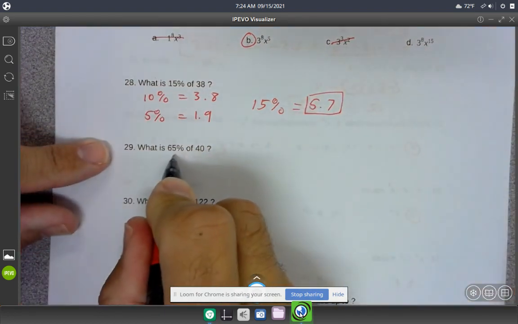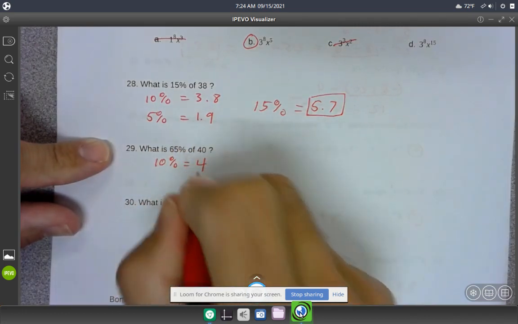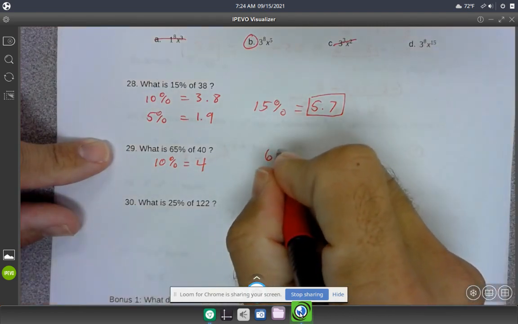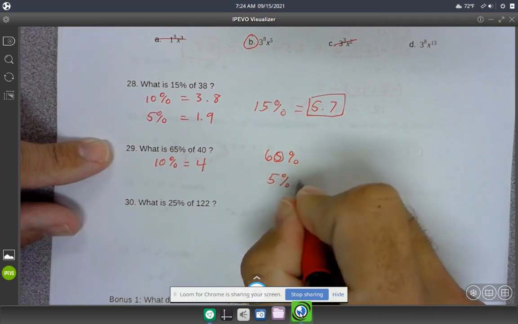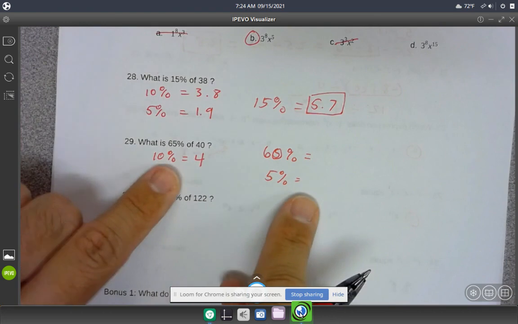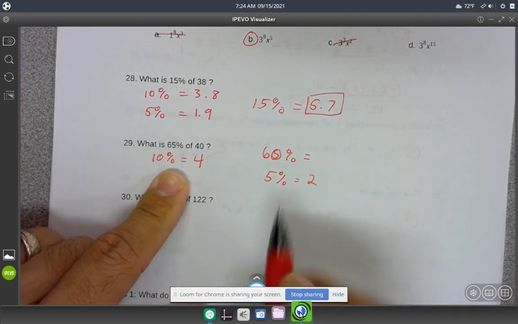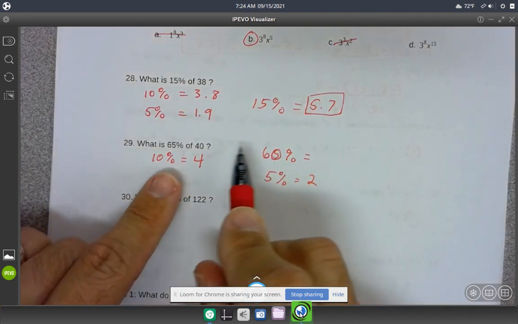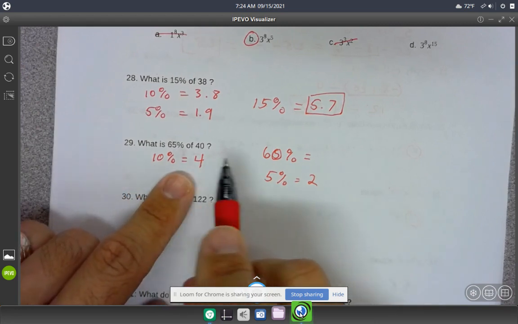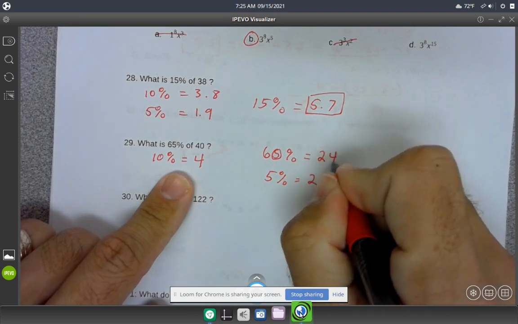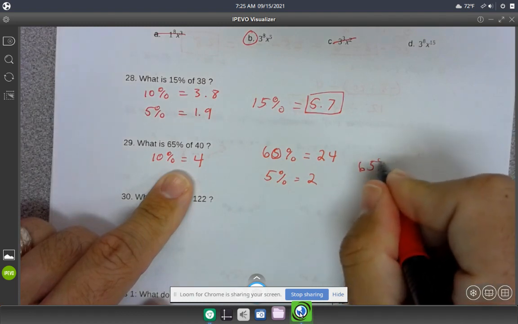Okay, 29. In order to find 65%, 10% is equal to 4. What I want to do is find 60%, and I want to find 5%. 5% is easy. I'm just going to take my 10% answer and cut it in half. 60%, the way you can do that is take your answer from 10% and multiply it by 6. So 4 multiplied by 6 is going to be 24. And then you just add these two answers, and that's going to represent 65%.